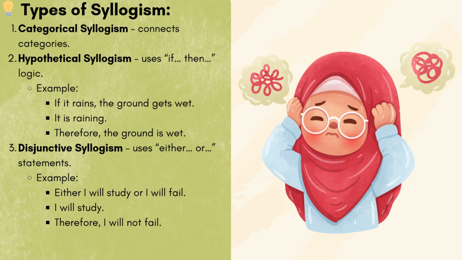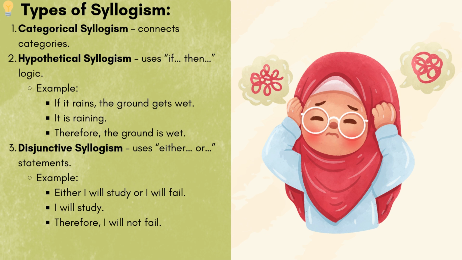Okay, next, there are three main types of syllogism, and each one uses a different kind of logical connection to reach a conclusion. First, the categorical syllogism. This type connects categories or groups of things. It uses statements like all, some, or none to show how one idea belongs to another group.